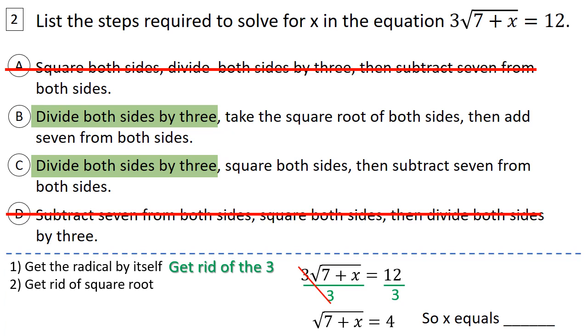How do we undo a square root? Well, you square both sides. That's how you cancel out a square root. Square root and square cancel each other out. So let's square both sides.